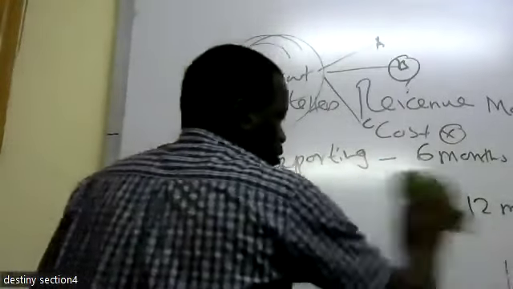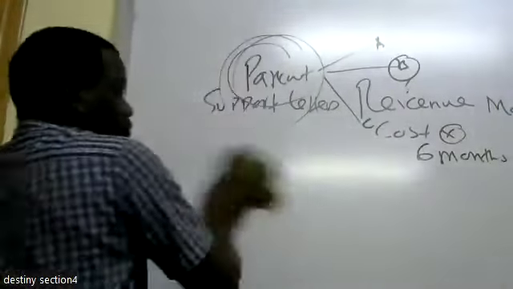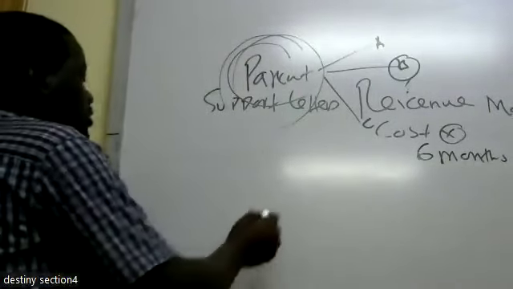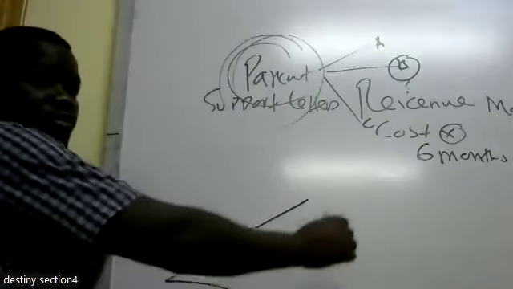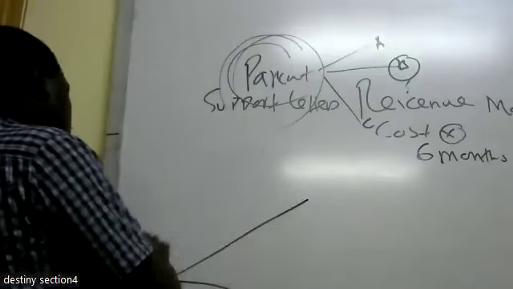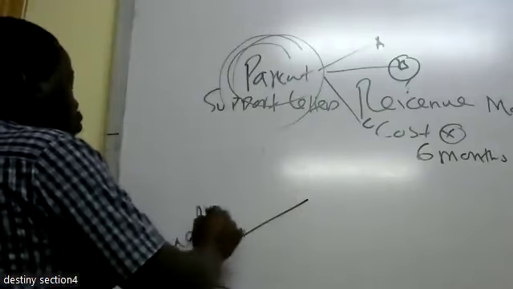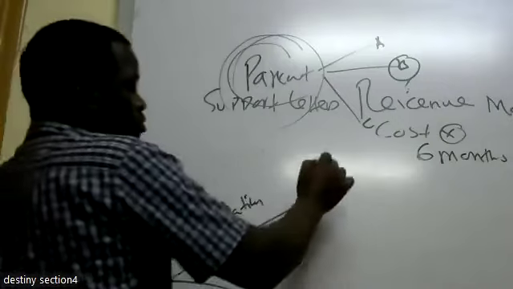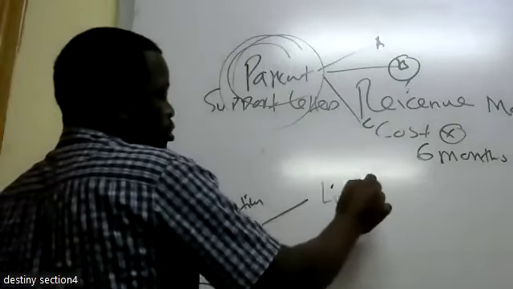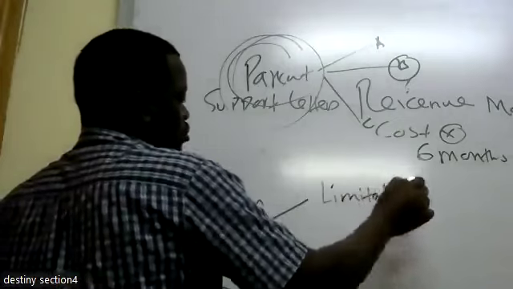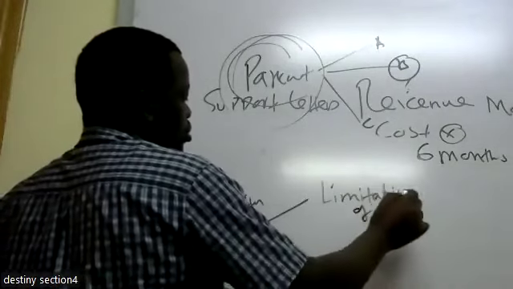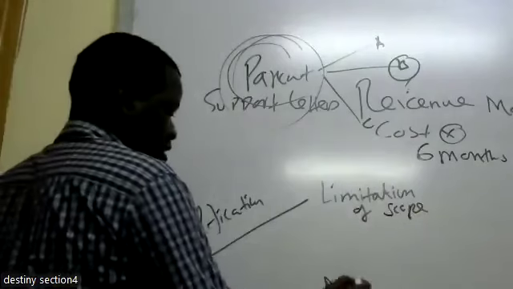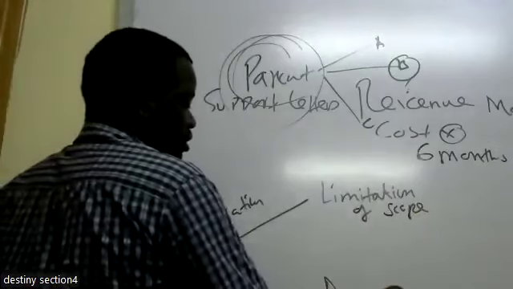Now, in the report we said that there are 2 reasons for the qualification of a report. There are 2 reasons why a report could be qualified. The first was limitation of the scope. And the second, what do we say? Disagreement.